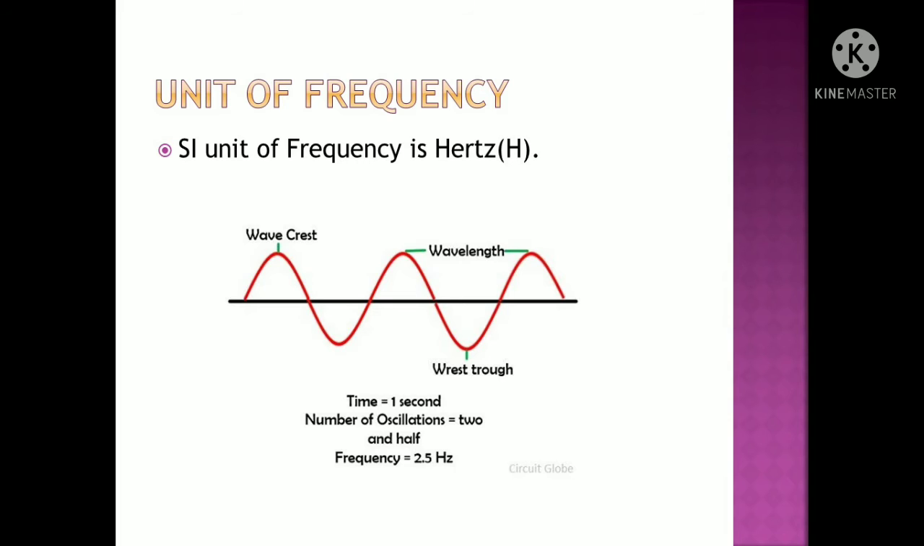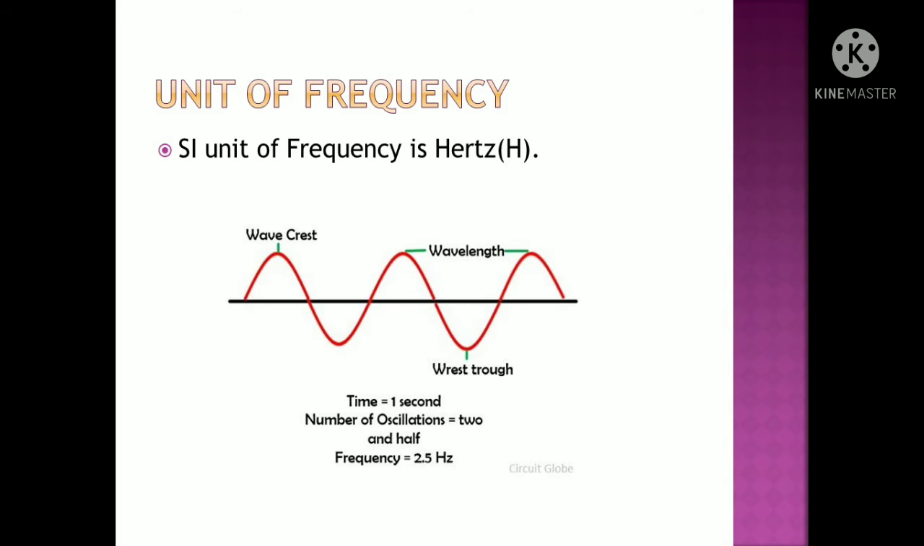Now see here, in time 1 second, the number of oscillations is 2.5. Two oscillations are completed. One wave means from the wave crest, from that black line, one wave, two waves, and then half. So the oscillation is 2.5 in 1 second. So the frequency will be 2.5 hertz. This is the unit of frequency, meaning frequency is measured in hertz.